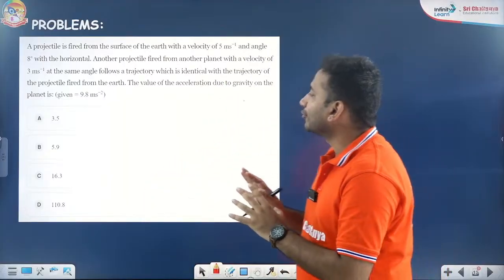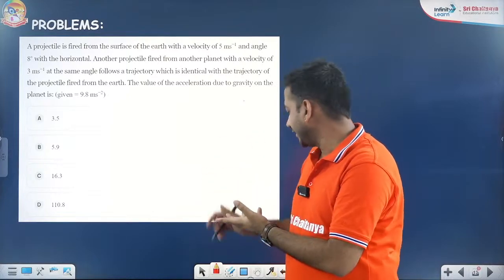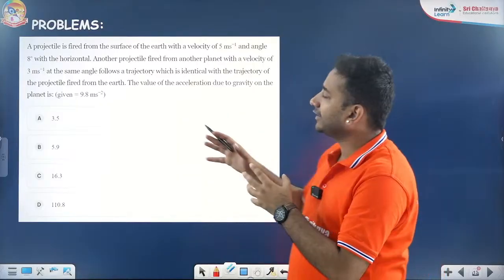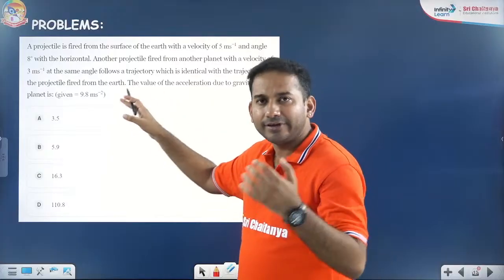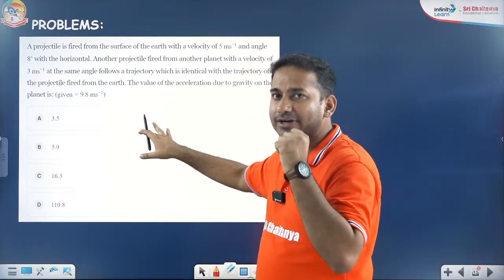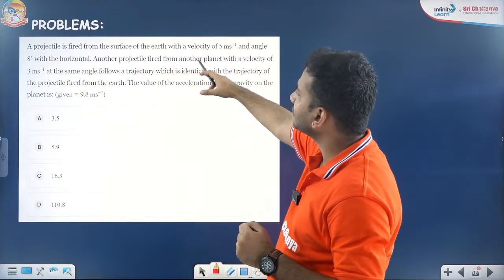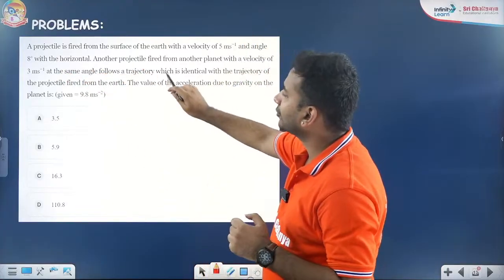Although this is not one of those problems, this is another type of limitation of the students, that they find 8 degrees hard to calculate. That's why they leave this. But let's not make the mistake together. We will read this question and try to see how to do it. Once again, I'm reading it for you. A projectile is fired from the surface of the earth with a velocity of 5 meters per second and angle 8 degrees with the horizontal.